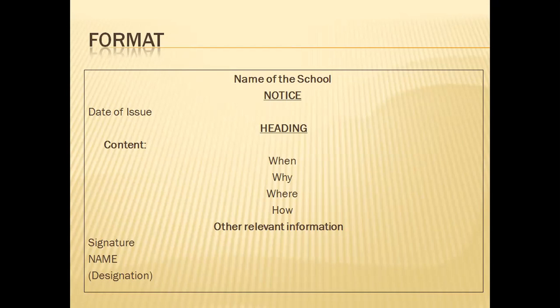Then content. Content we had already talked about so much. When, why, where, how, and other relevant information like who can participate, or if it's an excursion notice, then who can go. All these things you have to mention here. Then at the left corner, again, you are going to mention the name, signature, and designation. So that is important.